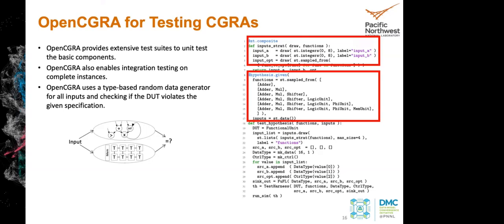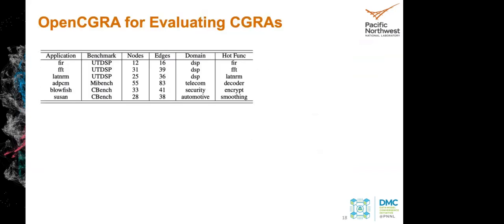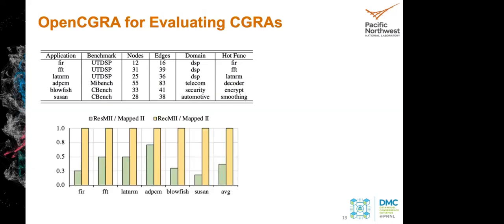So the last part is about the evaluation. We use a set of representative embedded applications to drive the evaluation in this work. Firstly, both the compiler and the cycle-level models can provide the throughput information across all the target application kernels.